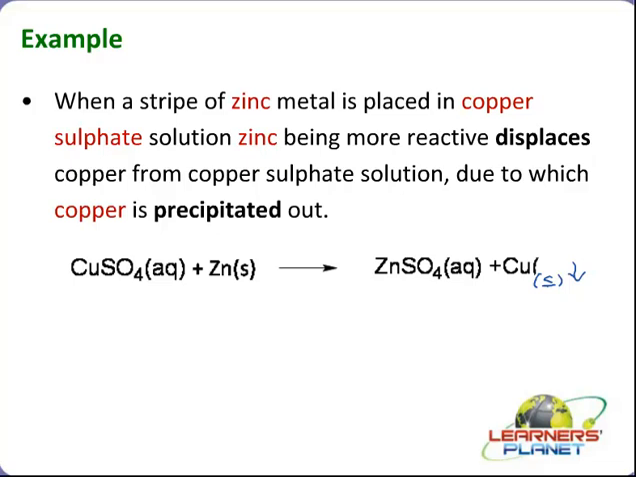Students, if I dip copper in silver sulfate solution, what will happen? Here copper is more reactive than silver. So what will be formed is copper sulfate and silver would be precipitated. So depending on the reactivity, the compounds are formed. Now here what you have to do is just identify the type of chemical reaction, whether it is combination or decomposition or displacement. That's it, students.